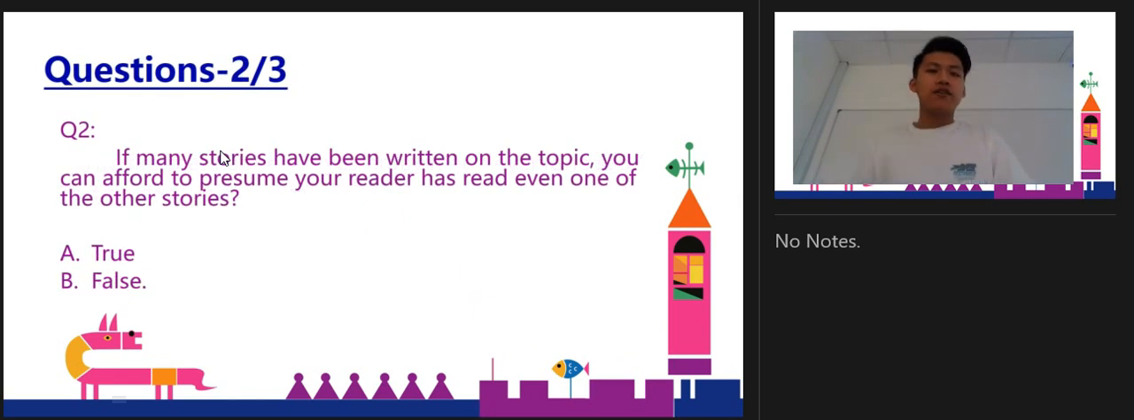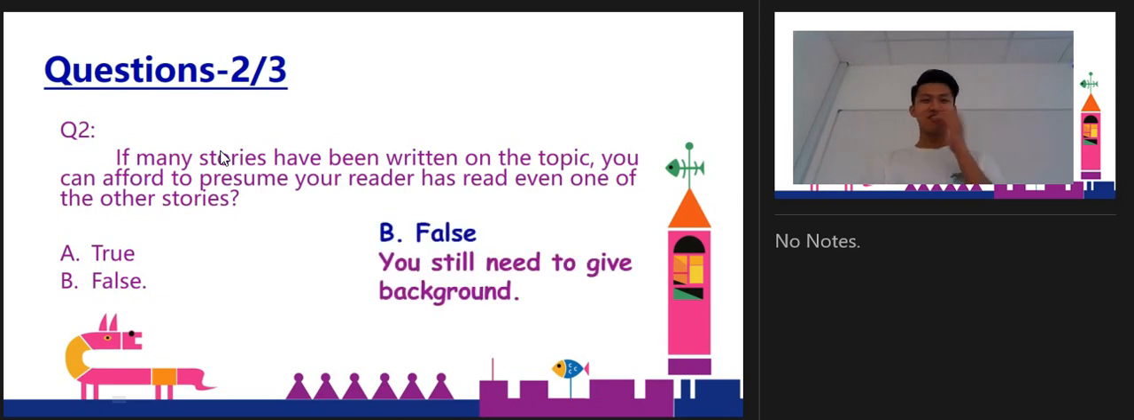Question 2. If many stories have been written on the topic, you can afford to presume your reader has read even one of the other stories. Is it true or false? Okay. False. You still need to give background, but not too much.